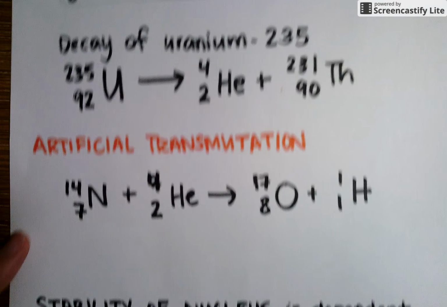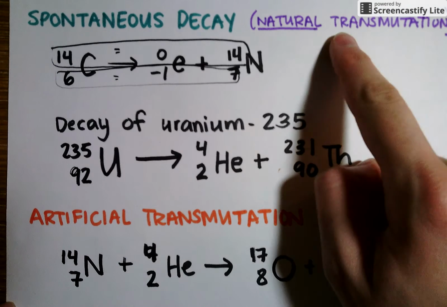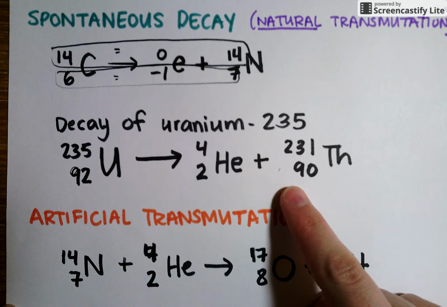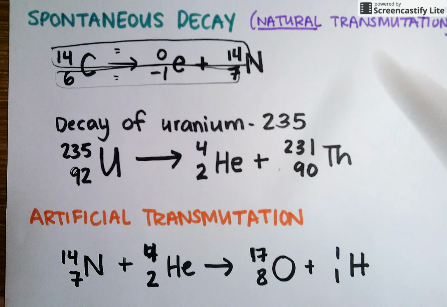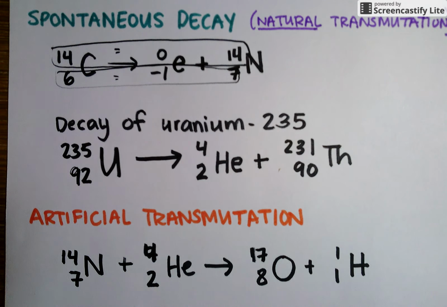So whether you're decaying spontaneously or artificially, transmutation is all about change of element, which is something you can only do in nuclear chemistry. It has nothing to do with electrons and everything to do with the nucleus. So keep in mind those differences between what makes something spontaneous versus what makes it artificial.